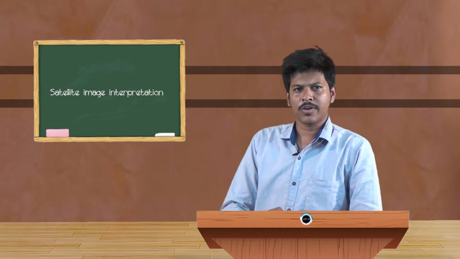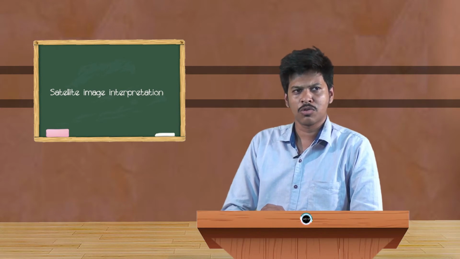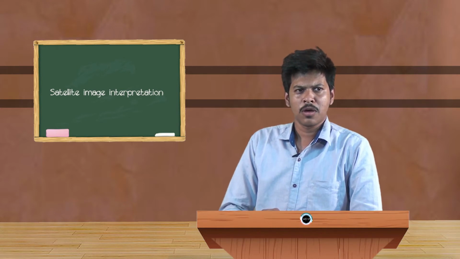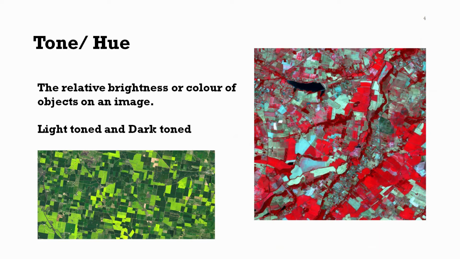First, I'll try to explain something related to tone. Tone is also known as hue. Tone is the relative brightness or the color of the objects in an image. The tone is mainly because of the reflected energy which is captured through a sensor from the Earth features.